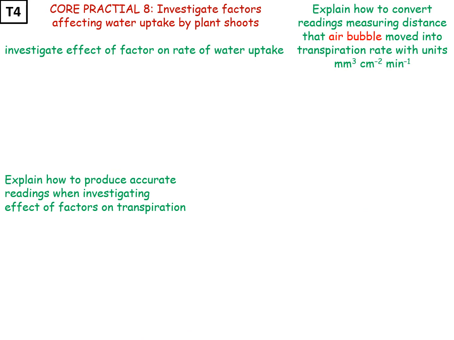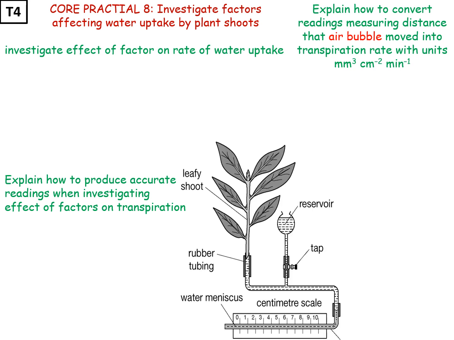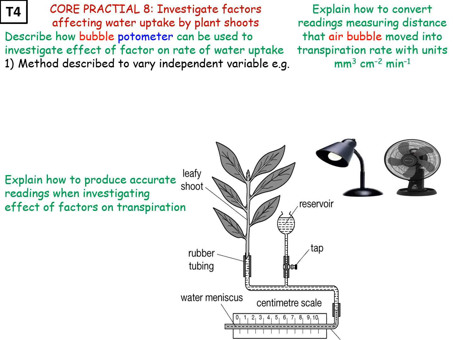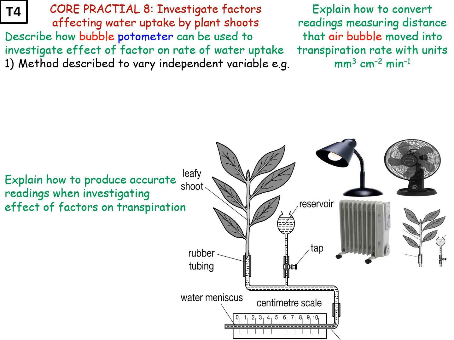In core practical 8, you've got to investigate factors affecting water uptake by plant shoots, and this can be done to investigate transpiration using a bubble potometer. To describe how a bubble potometer can be used to investigate factors, first you've got to change factors. So you could use things like a fan to change air movement, or a lamp for light, or a heater for temperature, or you could actually put a bag around the leaf and that increases humidity.